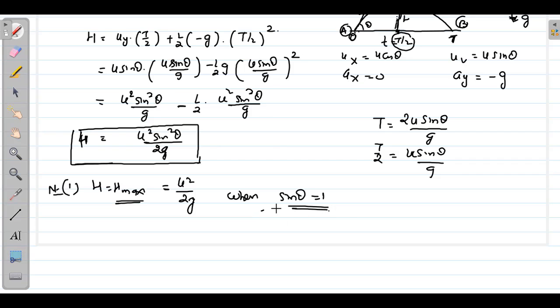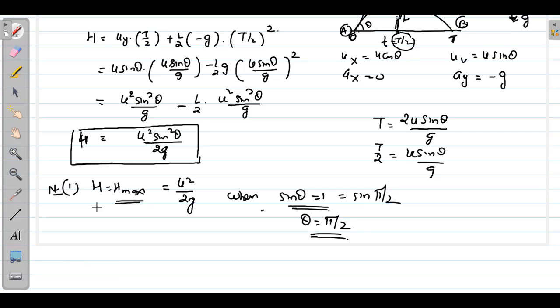So sine square theta, and sine theta equal to 1 means theta equal to pi by 2. That means maximum height will be attained when theta equals pi by 2 or 90 degrees. That means we can say if an object is thrown at 45 degrees, we get the maximum horizontal distance, that is the maximum range. And if an object is thrown at an angle of pi by 2 or 90 degrees, we get the maximum vertical height, that is the h max, and it is equal to u square by 2g.